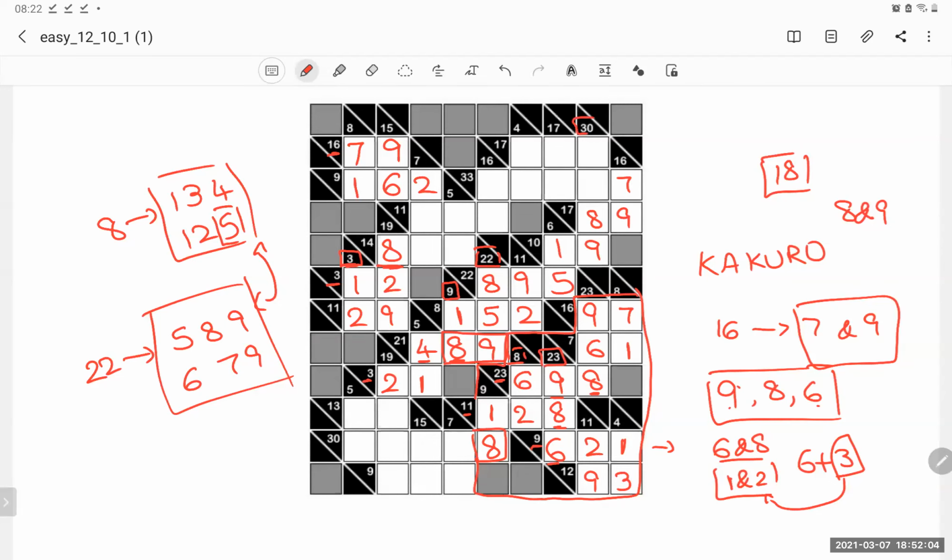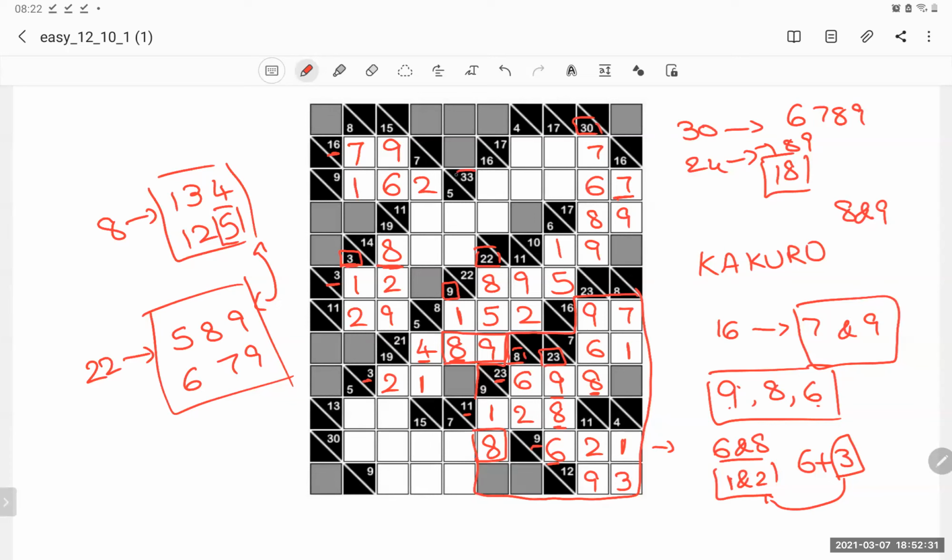What is the combination for 30 with 4 digits? 24 is 7, 8, 9, right? So 30 would be 6, 7, 8, 9. You already have 8 and 9 here, meaning the only numbers left are 6 and 7. You already have 7 here. So this has to be 6, this has to be 7. Correct?